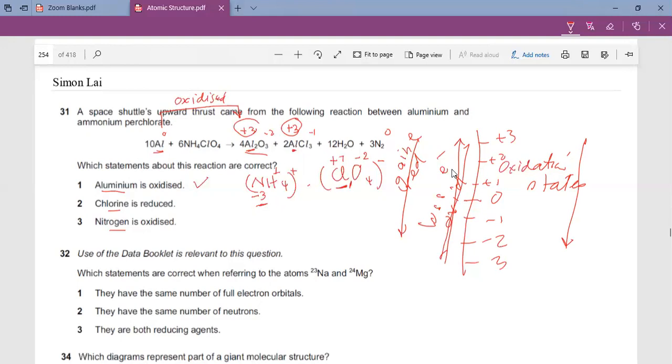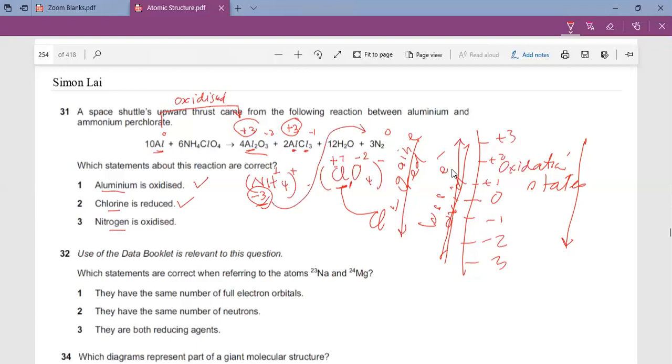Chlorine is reduced. From chlorine here, which is +7, to -1 here, going down. It's +7 to Cl -1, so it's reduction, reduced. Nitrogen is oxidized. Nitrogen here is -3. Here is 0.